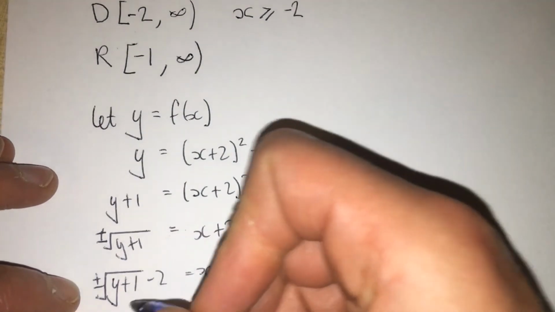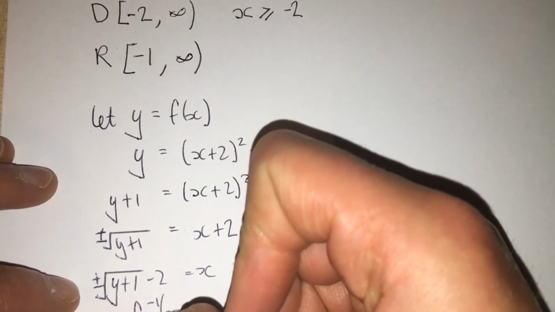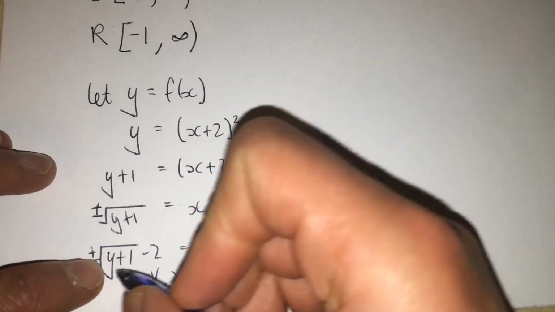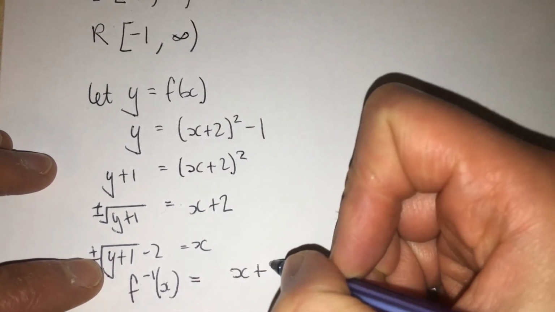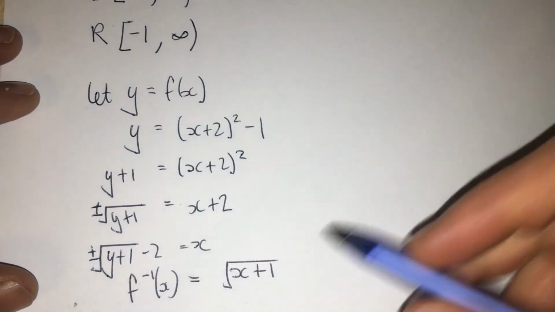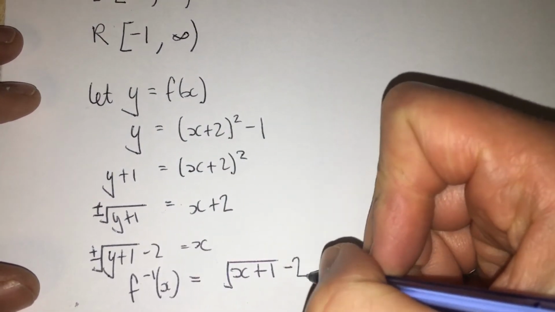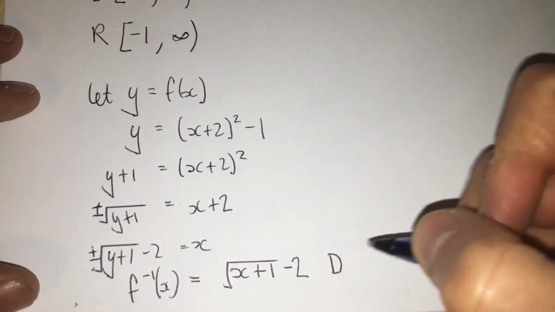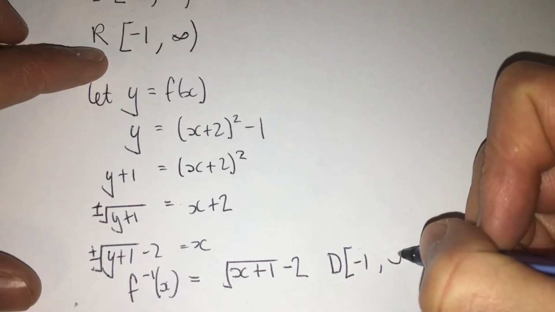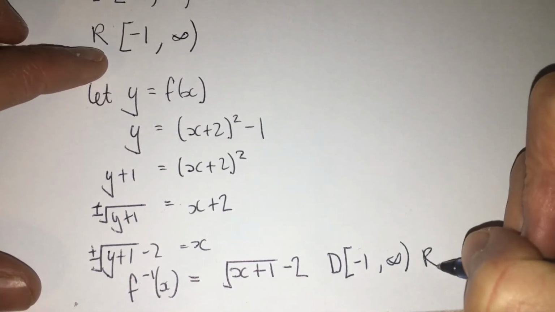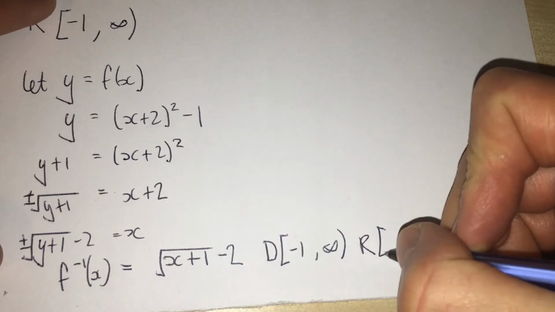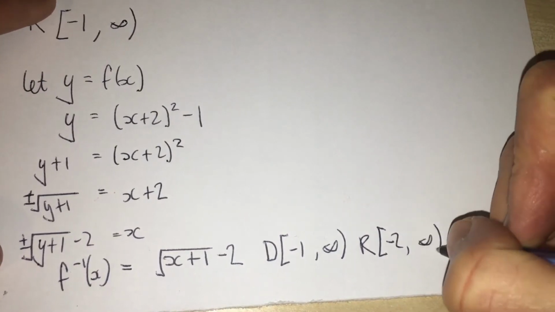So our final answer, we say the inverse, that's the -1 up here, of x, the inverse function of x equals the square root of, and we're going to substitute x for y. So we've got the square root of x plus 1, and we're not writing the plus or minus this time, we're leaving it as a positive because that's what we've decided. There we go. And the domain of the inverse is equal to the range of the original function, so that's -1 to infinity. And the range of the inverse is equal to the domain of the function, so that is square bracket -2 to infinity.